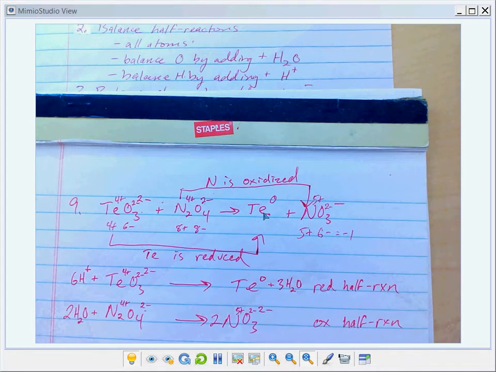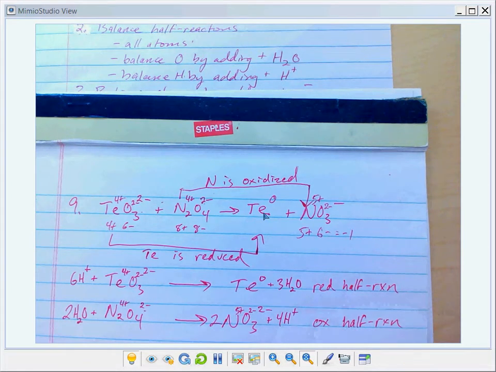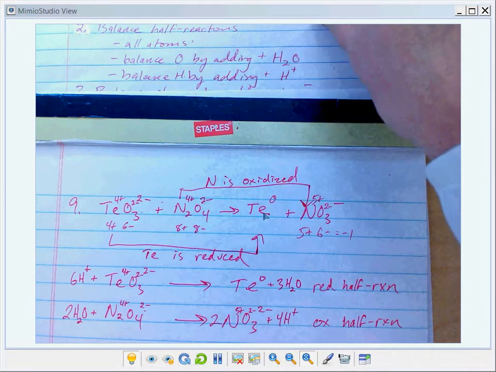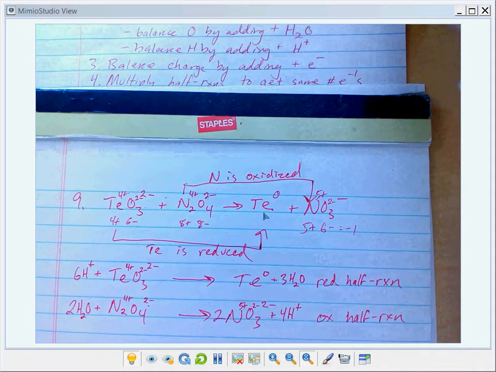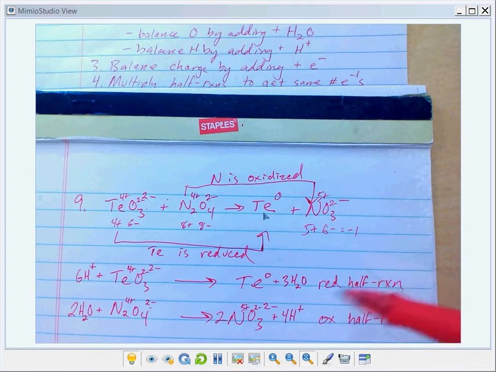We're going to write them in the form of H+. This is an acidic reaction, so it's okay to do this. And then, again, there's 4 hydrogens here, so I'm going to write 4 H+'s here. All right, I just balanced all the atoms. Now I need to balance the charges. And I'm going to balance the charges by adding electrons.